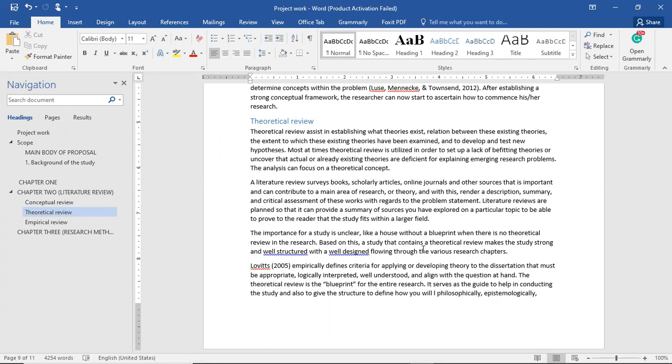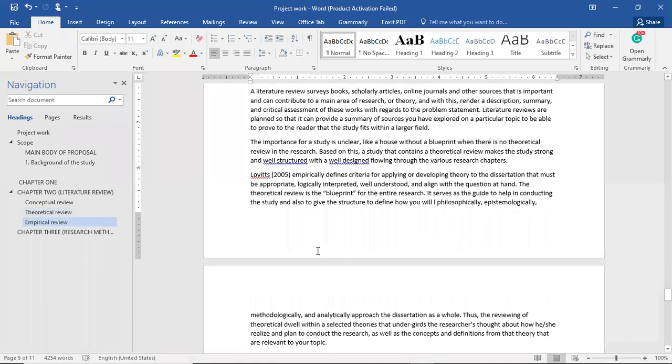Now, at the end of the day, you should be able to know that the theoretical review is the blueprint of the entire research. When we say the theoretical review is the blueprint of the entire research, it means that whether your conclusion is going to be A or your conclusion is going to be B is based on the theoretical review.